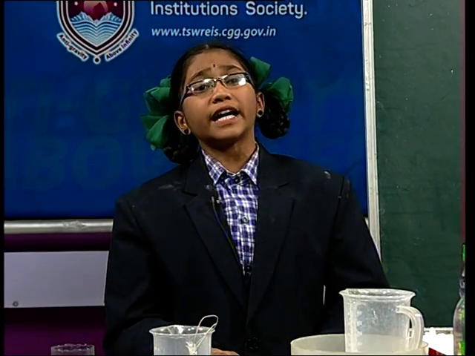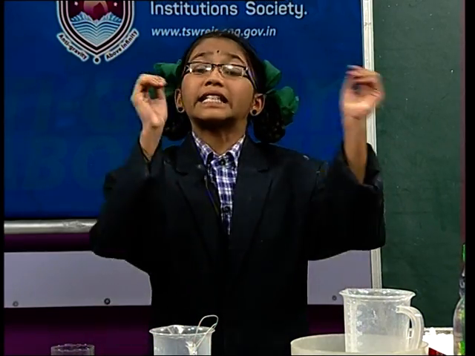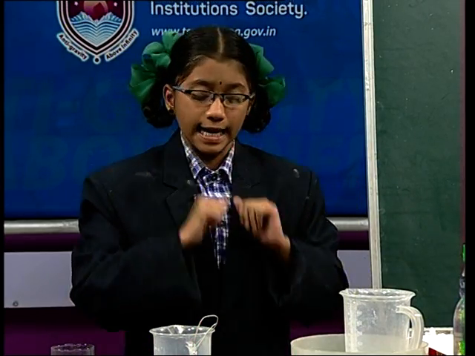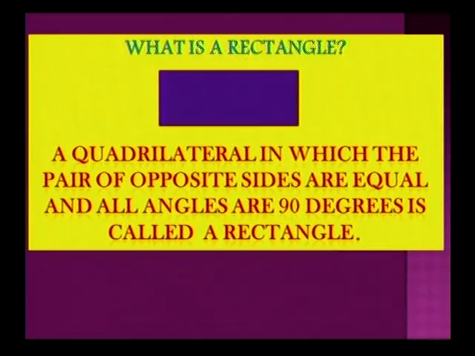So, why do we say a square is a four-sided regular polygon? Why is the rectangle not a regular polygon? To know this, first we have to learn what a rectangle is. Look at this slide. Very good. A rectangle is nothing but a shape in which opposite sides are equal and angles are equal.